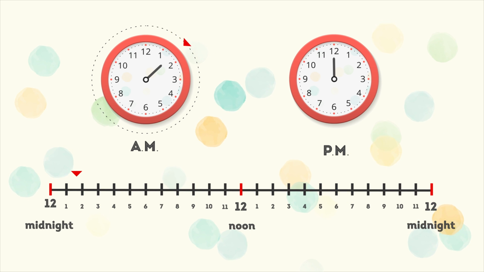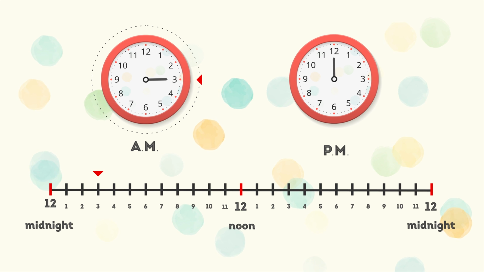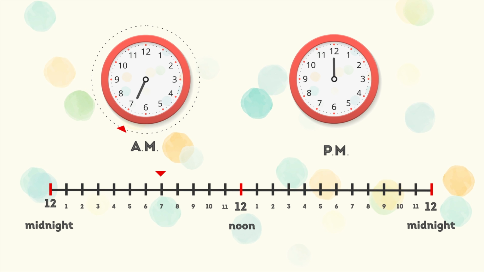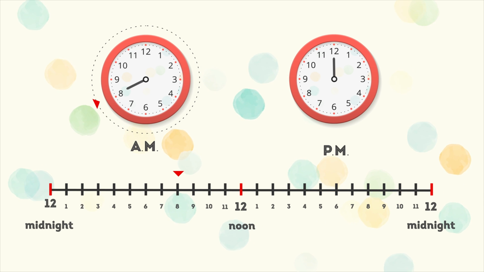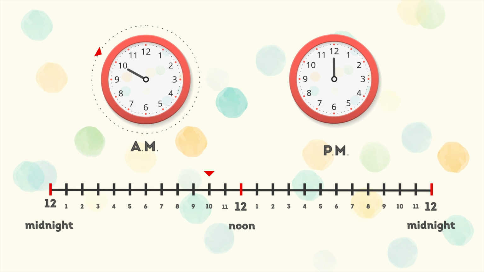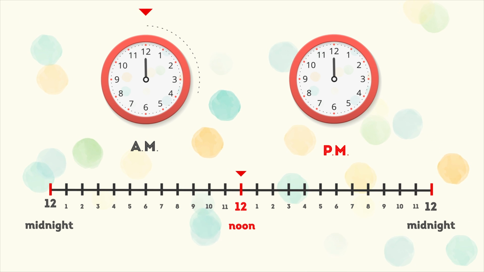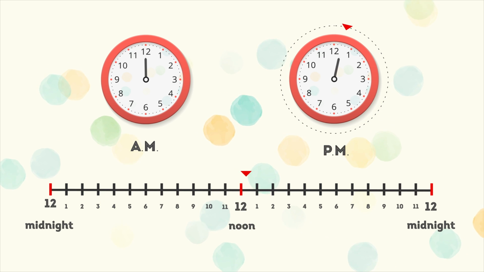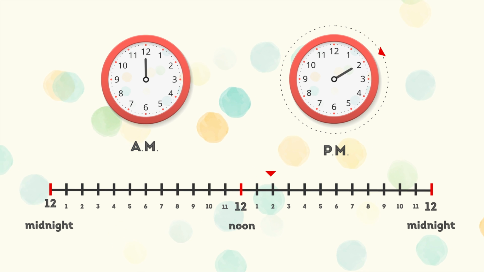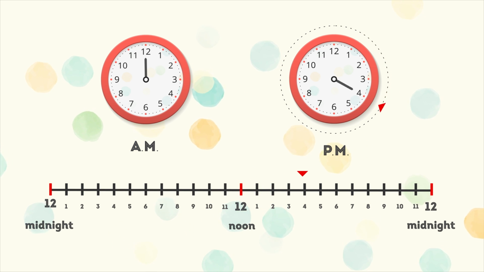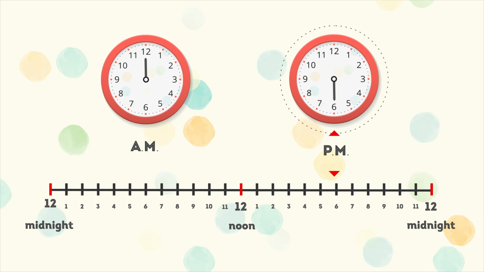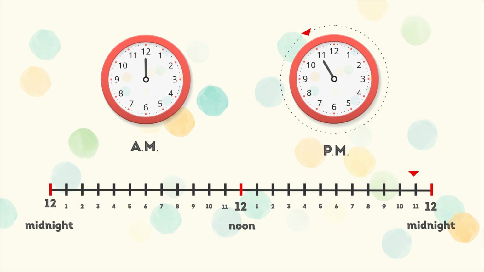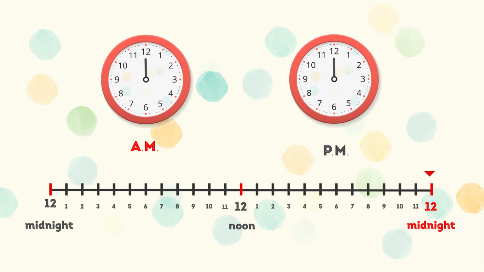Then 2 a.m., 3 a.m., and so on, until it makes the first full circle for the day and returns back to 12. But now it's not midnight, it's noon. 12 p.m. 1 hour later, it's 1 p.m. Then 2 p.m., 3 p.m., and so on, until the hour hand finishes the second circle. It's midnight again, and another day begins.